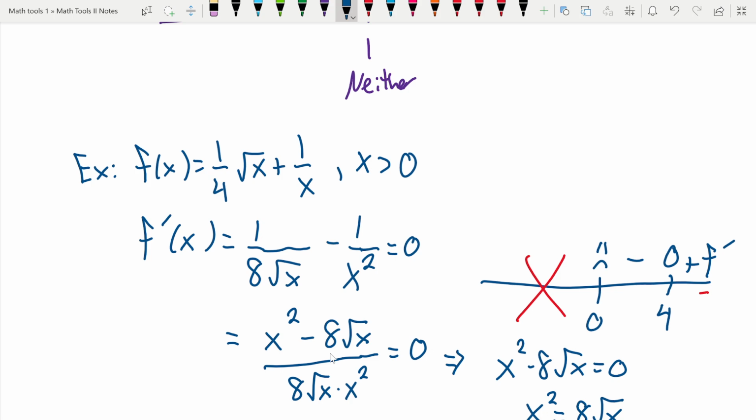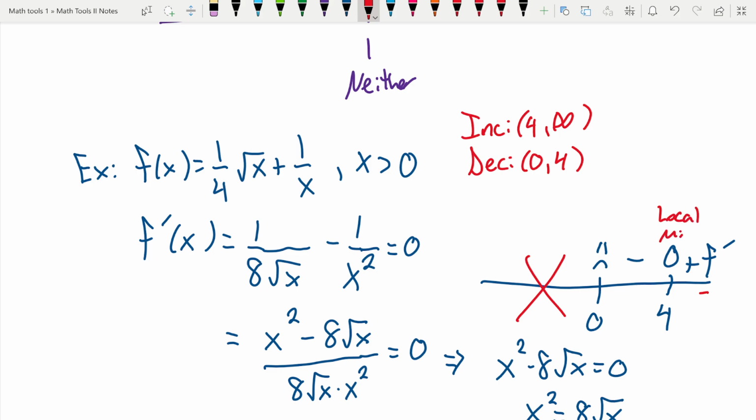All right, so this function, things we might need to write down eventually, is increasing from 4 to infinity and decreasing from 0 to 4. Okay, and then there is a local minimum at 4. Okay.